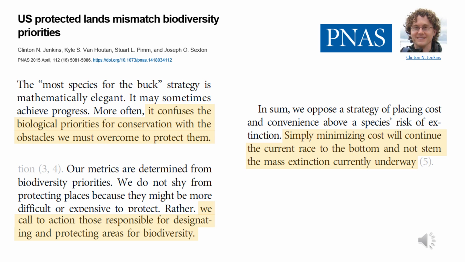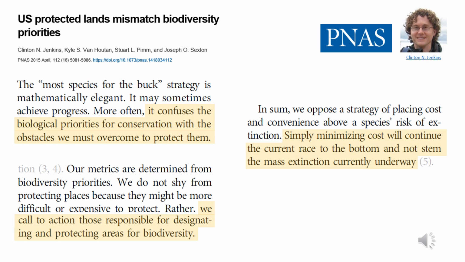In response to Brown et al., Jenkins et al. published a follow-up article explaining the importance of placing high priority on species and places rather than economic efficiency. They reiterate that the methods they used in their study were based around the research of endemic species that are in need of greater protection than other species who are not endemic. They also state that while complementary theory may be somewhat effective, it confuses the biological priorities for conservation with the obstacles that must be overcome to protect them.